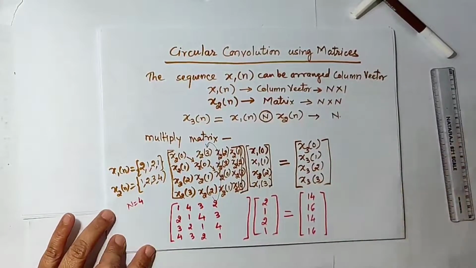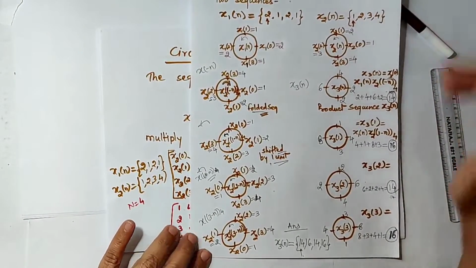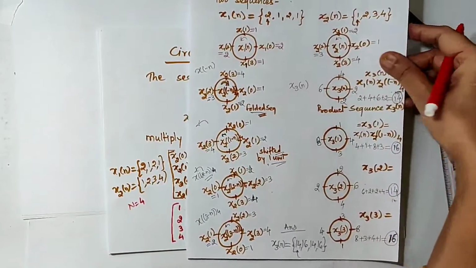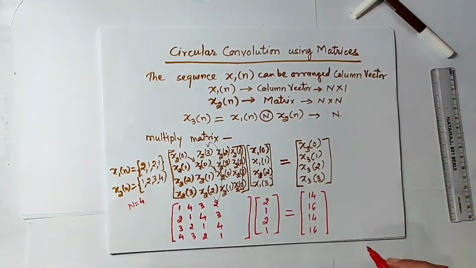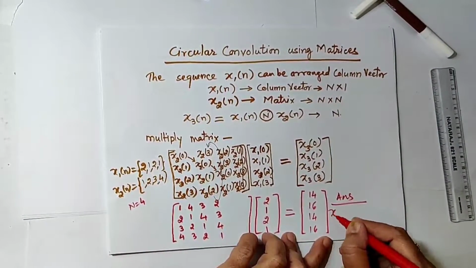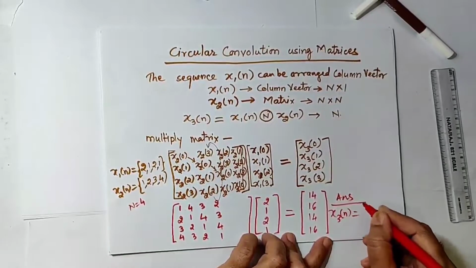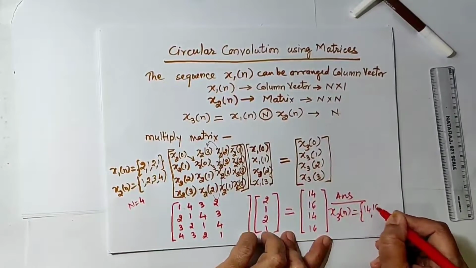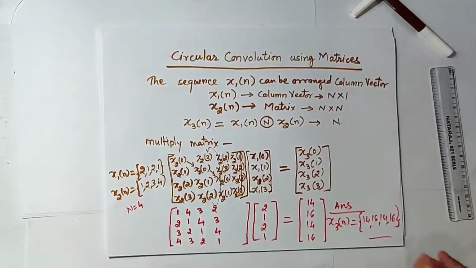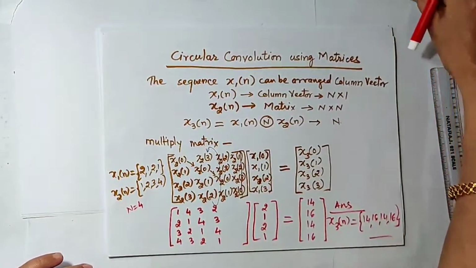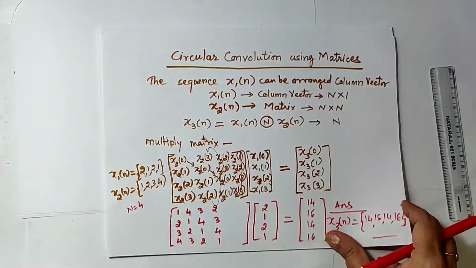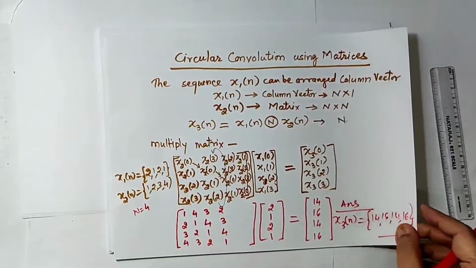So these are the values. This was the answer. We know that this was the answer. This we have discussed earlier. Okay, so this is one of the methods. So the answer is x3[n] equal to 14, 16, 14, 16. Actually, this was not discussed earlier, so I have just included this part in this lecture series.